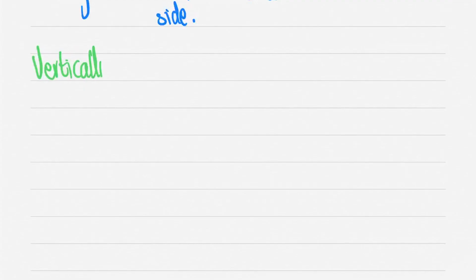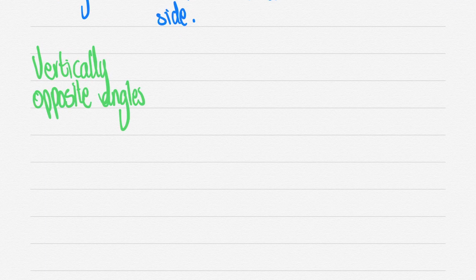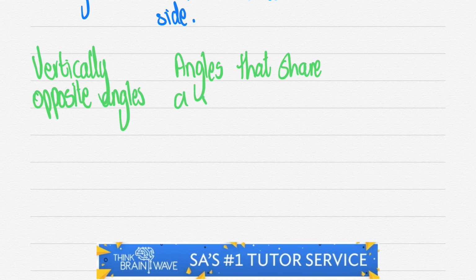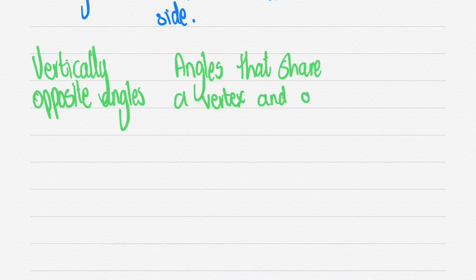The next one we'll do is the vertically opposite angle. Now, vertically opposite speaks for itself. These are angles that are vertically opposite each other. For instance, we looked at B and D, they are vertically opposite, and A and C are vertically opposite. So here is the definition. These are angles that share a vertex and they share a common side.